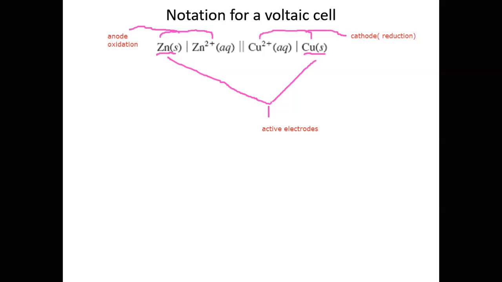Now the two double lines shown here represent the salt bridge. The single lines are used when the anode and the anode species, the anode solution, are different phases. So that's when you use the single lines.